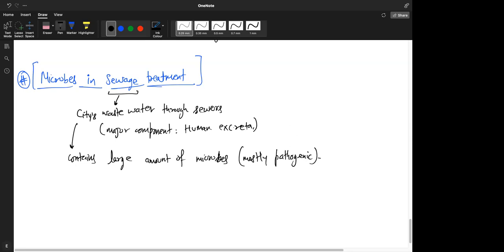Now we cannot keep throwing water from the cities, because where are we going to throw them? Where are we going to throw these thousands and thousands of tons of liters of water? Where do the sewers finally go?